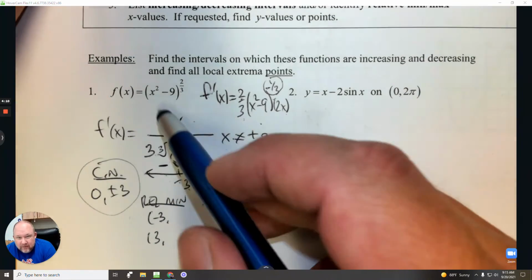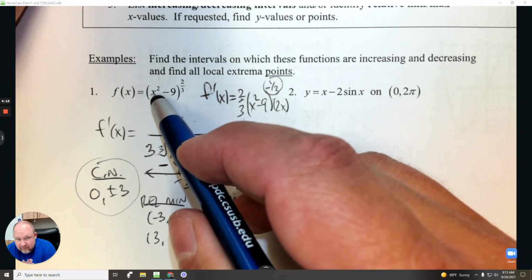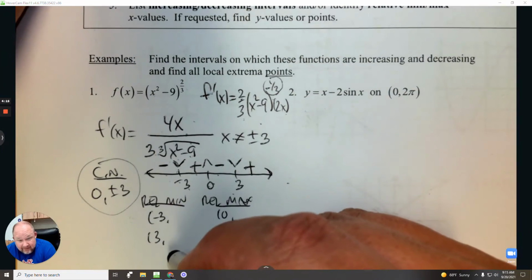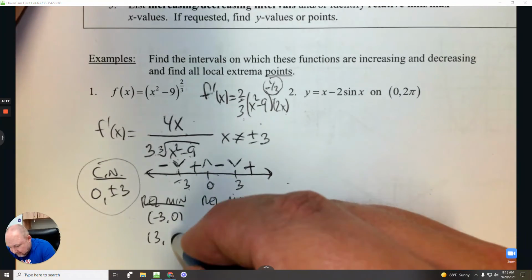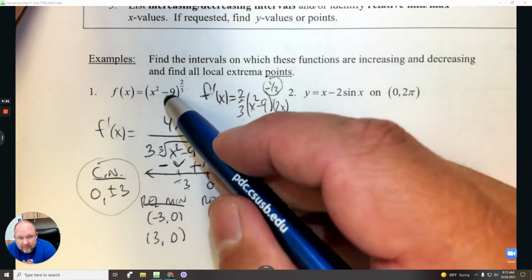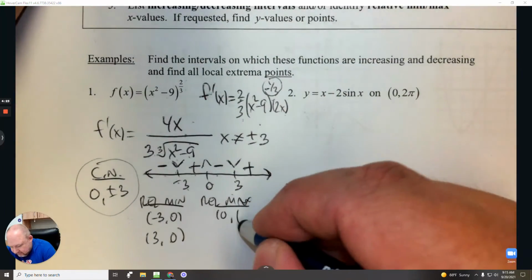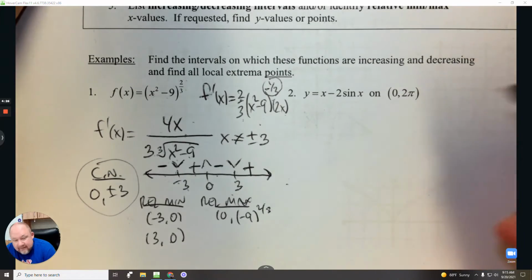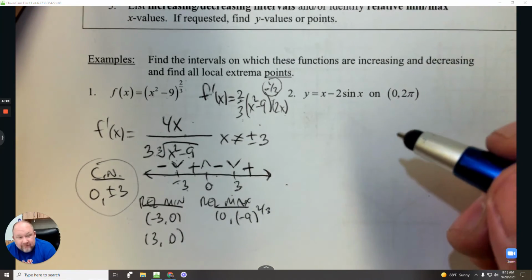To find the y-coordinate, you plug in. If I plug in positive 3, I get 0. If I plug in negative 3, the answer is 0. So those are my minimums on my graph. If I plug 0 in here, I'm left with negative 9 to the 2/3. That's irrational, so I'm just going to write it negative 9 to the 2/3. And that's it.